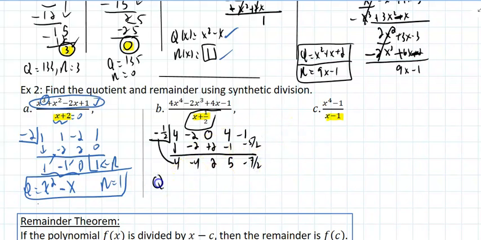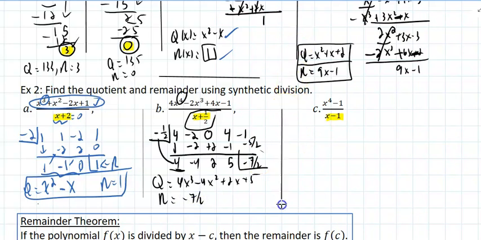So the quotient is, this is 1 power less than that, that is 4x cubed minus 4x squared plus 2x plus 5. And the last number is always the remainder. And again, that indicates for those two that those are not factors.